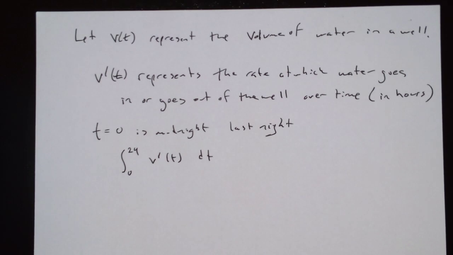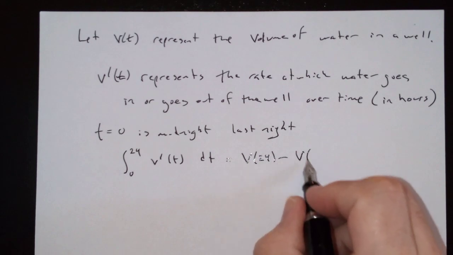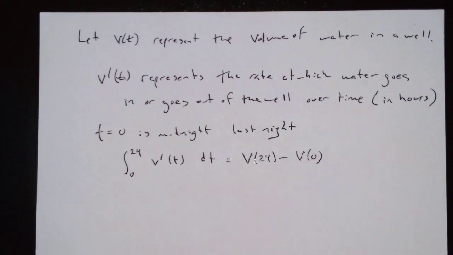The end and start of the day. The what for the whole day? The total effective change in the water in the well, right? This adds up all the changes that happen throughout the day. We could say this is going to be V of 24 minus V of 0, which is the volume at the end of the day at midnight tonight compared to the volume at midnight last night.